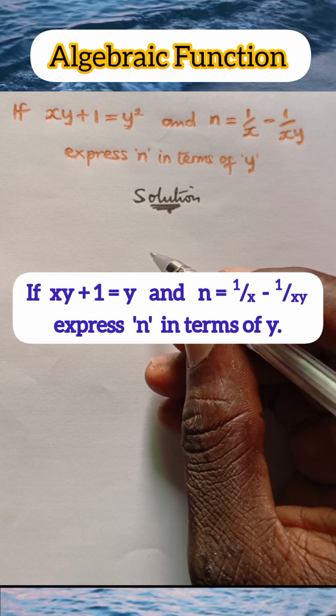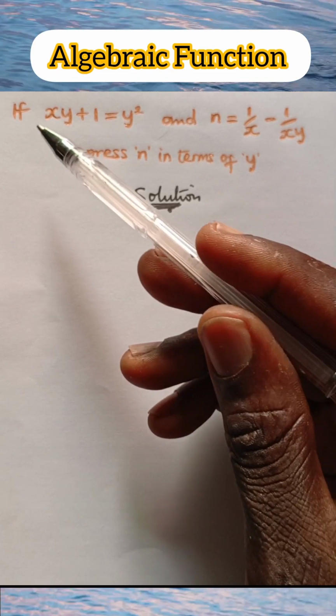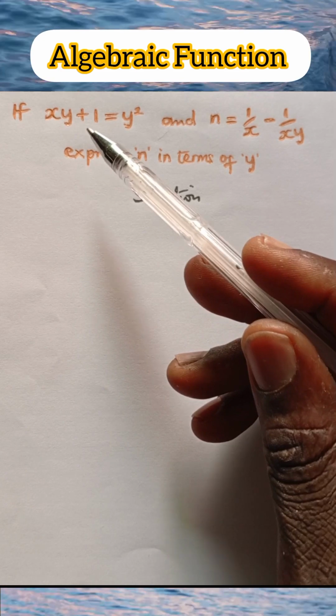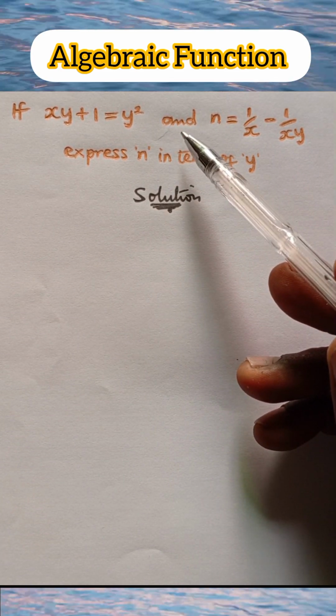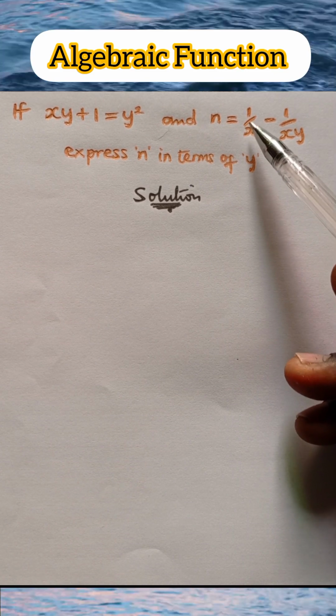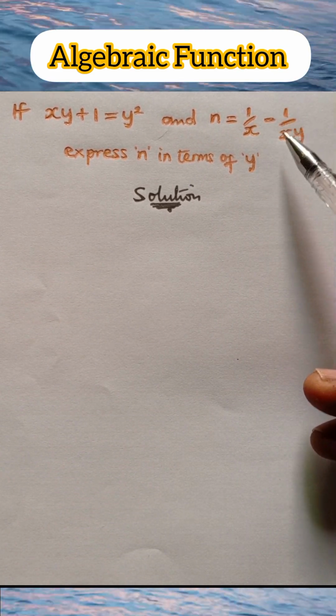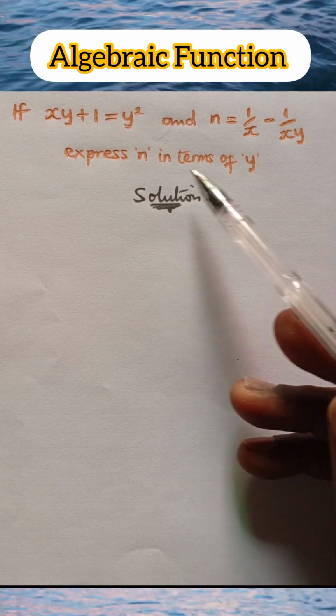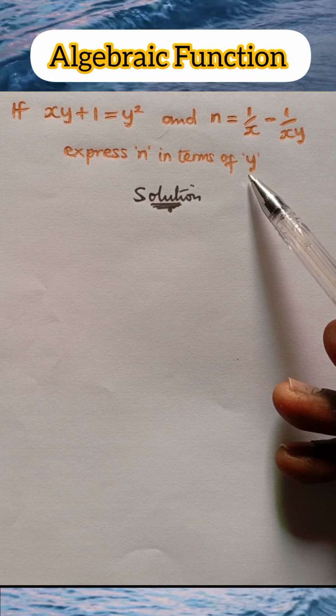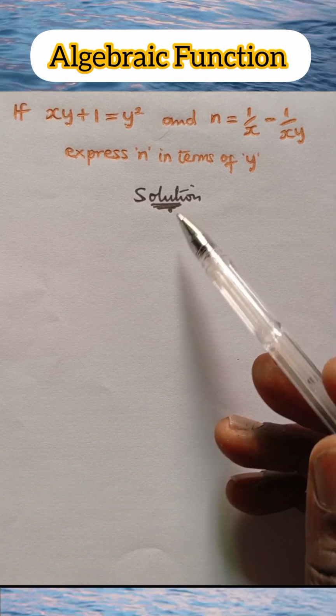We have an interesting question here. It says, if xy plus 1 equals y squared, and n equals 1 over x minus 1 over xy, express n in terms of y. And here is the solution.